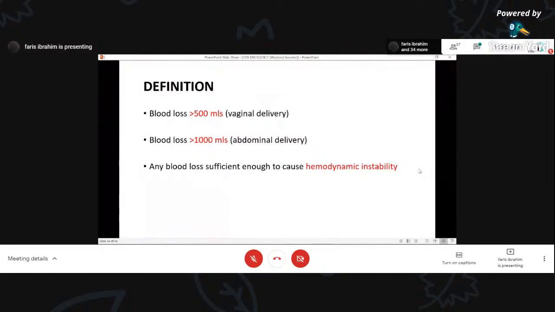So by definition, what is postpartum hemorrhage? Postpartum hemorrhage is blood loss of more than 500 mils through vaginal delivery, or blood loss more than 1000 mils through abdominal delivery, or any blood loss that is sufficient enough to cause hemodynamic instability. So talking about hemodynamic instability, we have the clinical symptoms and signs that correlate with hemodynamic instability. So kalau symptoms tu maksudnya macam excessive thirst, profusely sweating, dizziness, things that correlate with shock juga lah. And kalau signs tu, patient will be tachycardic, hypotensive, tachypneic. So that is clinical signs of hemodynamic instability.